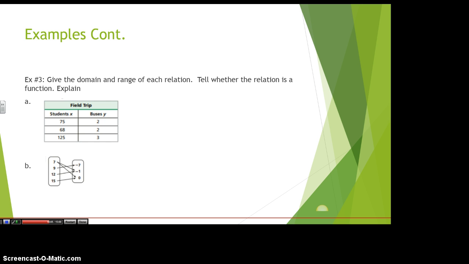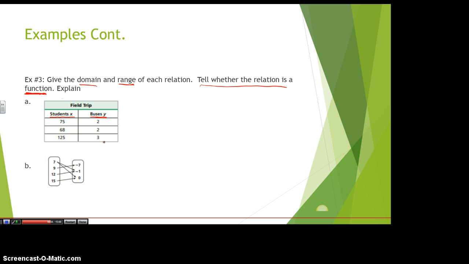Here we have another example. Now this is very similar to what we've been doing, but notice it says give the domain and range of each relation. Tell whether the relation is a function and explain, okay? So when we look at the first table, this is representing field trips, X is representing your students, Y is representing the number of buses you need. So for 75 students, you need 2 buses. 68 students, you need 2 buses. And 125 students, you'll need 3 buses.